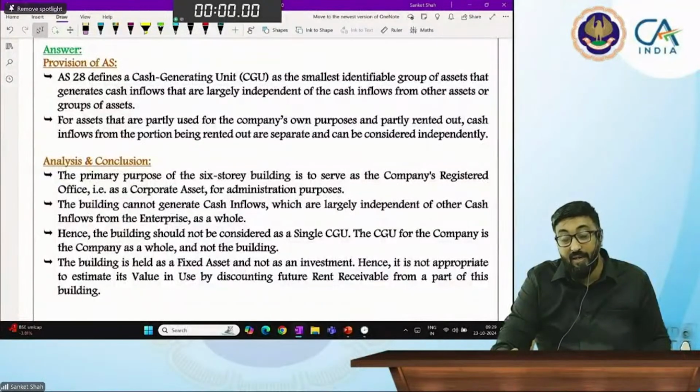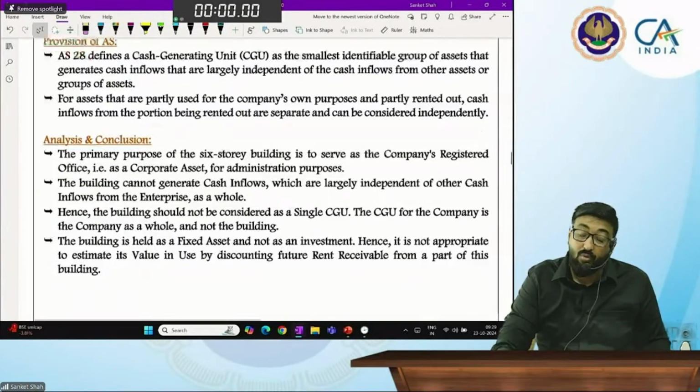You will consider rent also as inflow? No, not in value in use. I will consider only the generated income of the 2 floors.